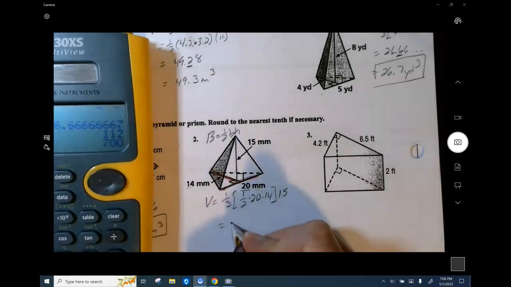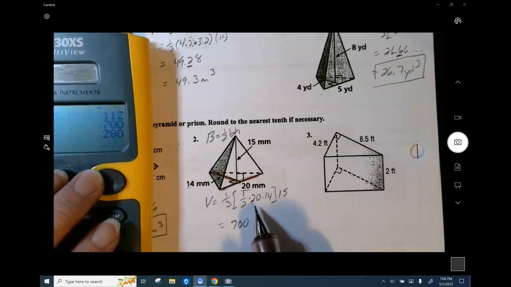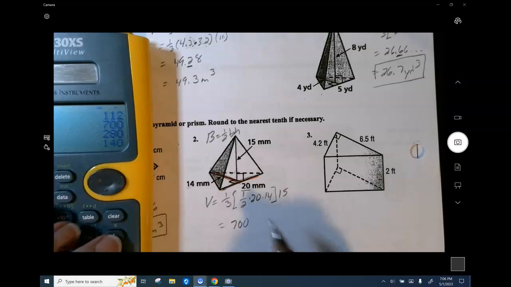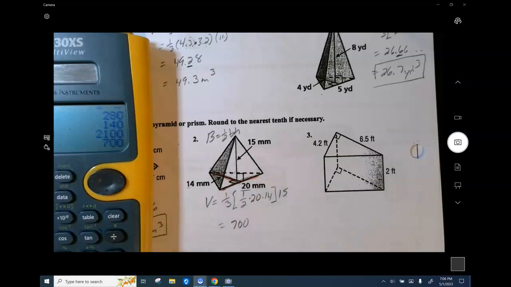I believe it's 700. I'm going to check my work now. So I'm going to take 20 times 14, divide it by 2, times 15, divided by 3. I still got 700. Okay? So 700 millimeters cubed.